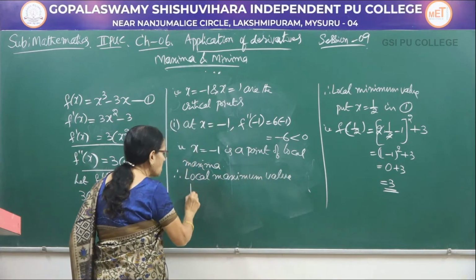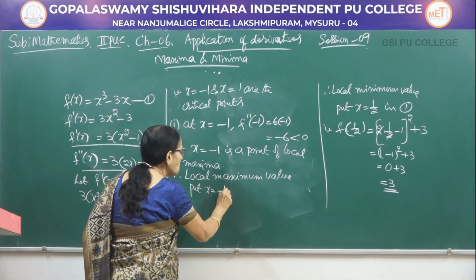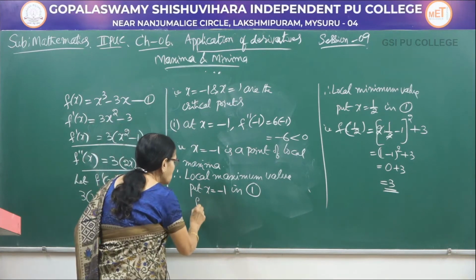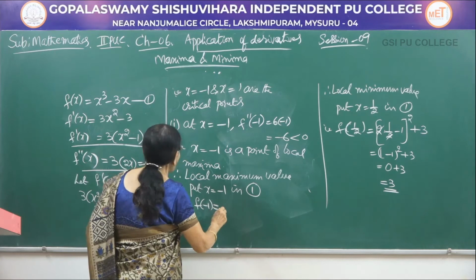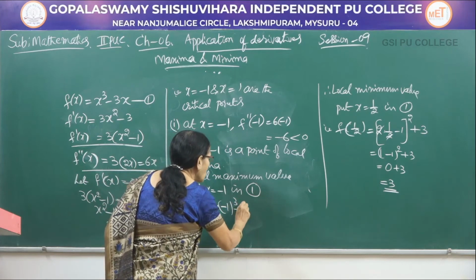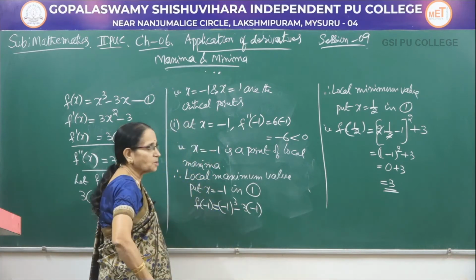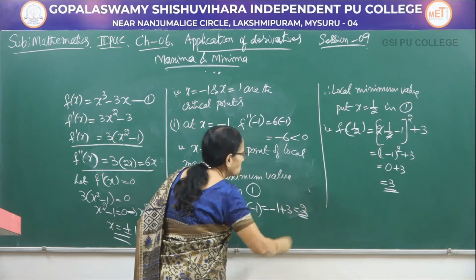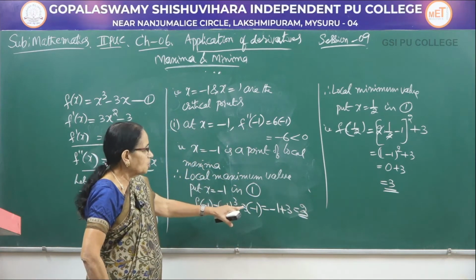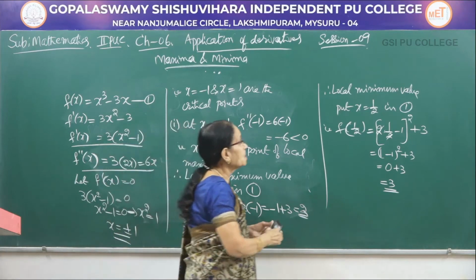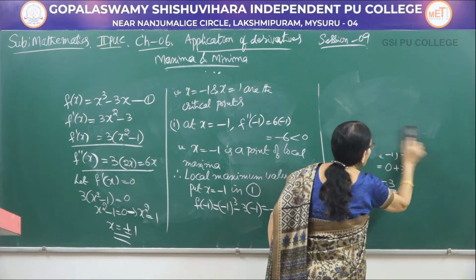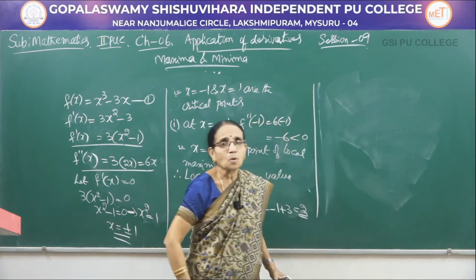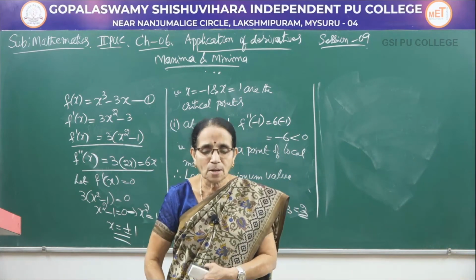How do you obtain this one? Put x is equal to minus 1 in the first equation, the given function. That is, f of minus 1 is equal to minus 1 the whole cube minus 3 into minus 1. Therefore, minus 1 plus 3, that would be equal to 2. So, we got here the value plus 2, that is the local maximum value of the function which is attained at the critical point x is equal to minus 1. The local maximum value is 2.